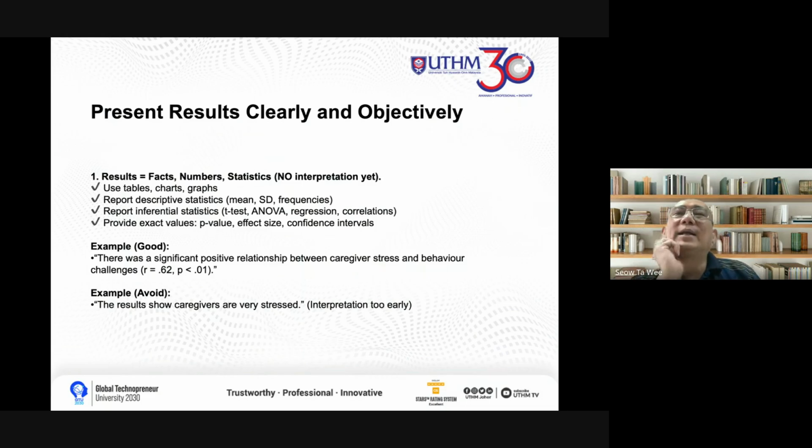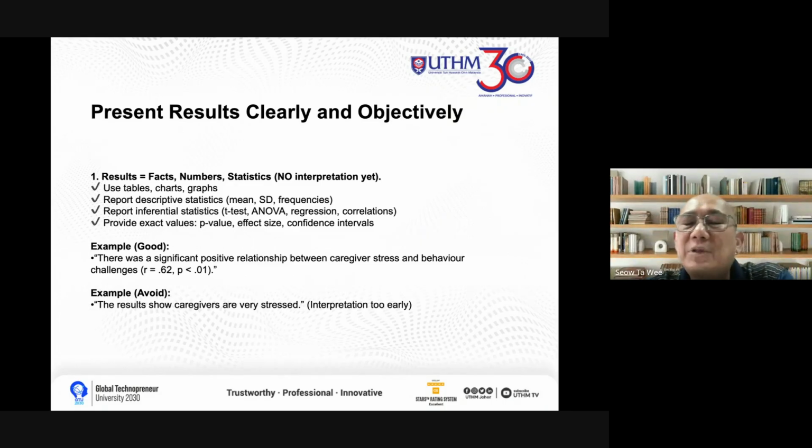In statistical analysis, sometimes we get a headache about how to present the data in a good way. The results must reflect the numbers and statistics. You can use tables, charts, and graphics. Report descriptive statistics: mean, SD, frequency. Report the inferential statistics: t-test, ANOVA, regression, correlations, and provide the exact P value, the effect size, and the confidence interval.